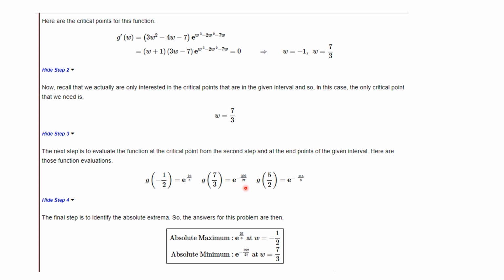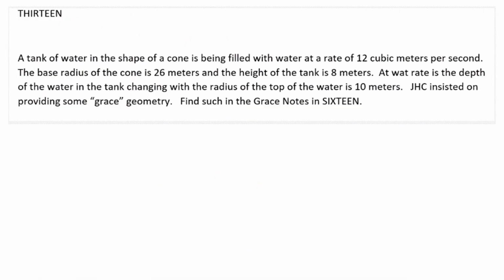So we substitute in getting these numbers, and we do identify the absolute maximum happens as I specified at, let's see, that is e to the 23 over 8 at w equal minus 1/2, and the minimum happens at the critical number in between, which was 7 over 3, and it was e to the minus 392 over 27.